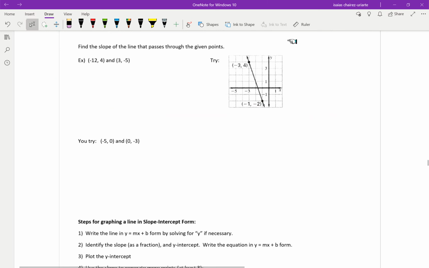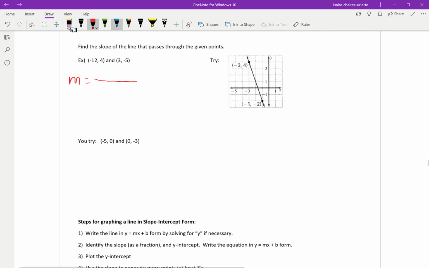Okay, so I'm going to find the slope of this line that goes through the points negative 12, 4 and 3, negative 5. So m is equal to, and remember, we form a little fraction. The numerator is going to be the difference in the y's, and the denominator is the difference in the x's. So which y coordinate minus which one? It doesn't matter. I'm going to do it in 2 ways right now.